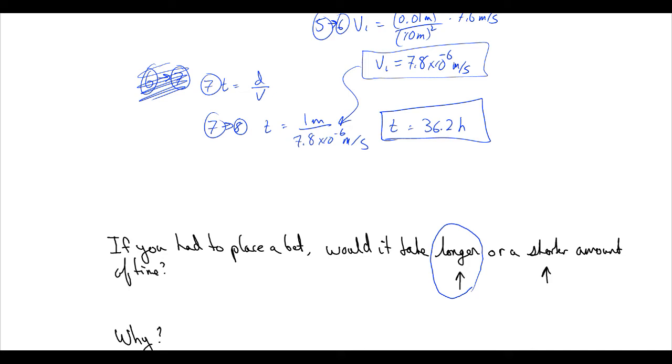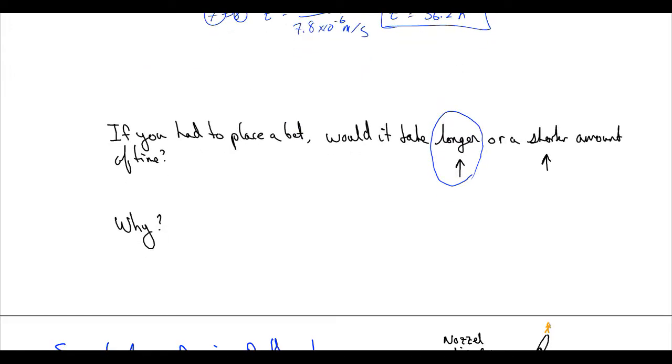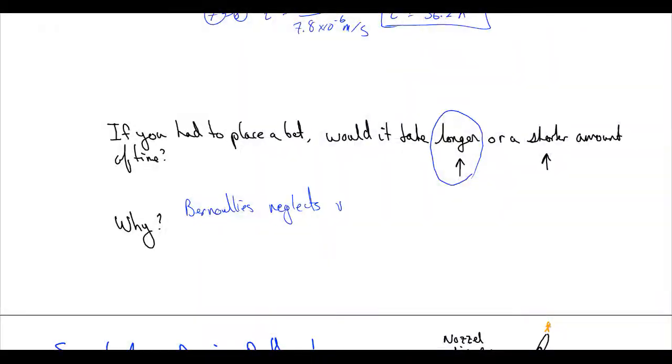All right, so why would it take longer? Why is this not a conservative model? Why would it take longer than we would expect for this? Why would it take longer than this predicts for the pool to drain? The reason is that Bernoulli's neglects viscous effects.